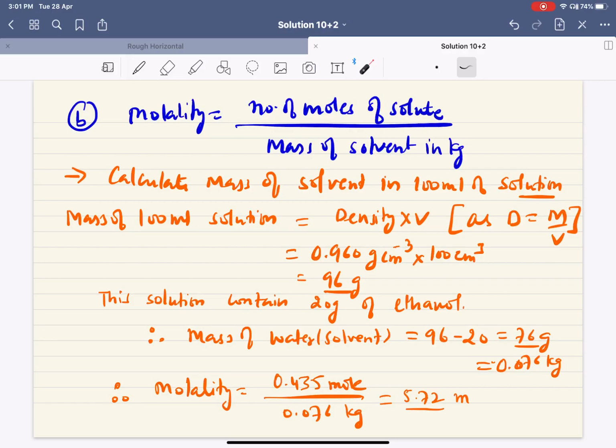Okay, so we know that density is equal to mass by volume. You want to calculate mass of the solution, mass will be density into volume. So mass of 100 ml of solution will be density into volume. What is density? This is the value of density multiplied by the volume. How much volume is there? 100 ml, and 100 ml is also called 100 centimeter cube. So 0.960 gram per centimeter cube multiplied by 100 centimeter cube comes out to be 96 gram. It means 100 ml of solution will have mass equal to 96 gram.